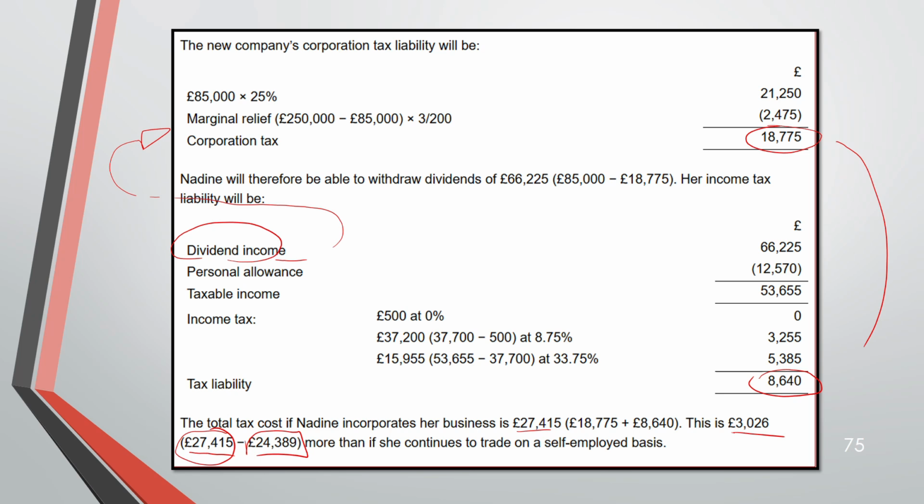This is what they don't know. This is your starting point because one is related to the other. If you do not find the corporation tax, you can't find the dividend, and then you will fail to find income tax. Hence, you cannot compare anything with 24,389. This figure is given. You have found 27,415. So in this case, it is better to operate as self-employed rather than as a company, because the cost is more.